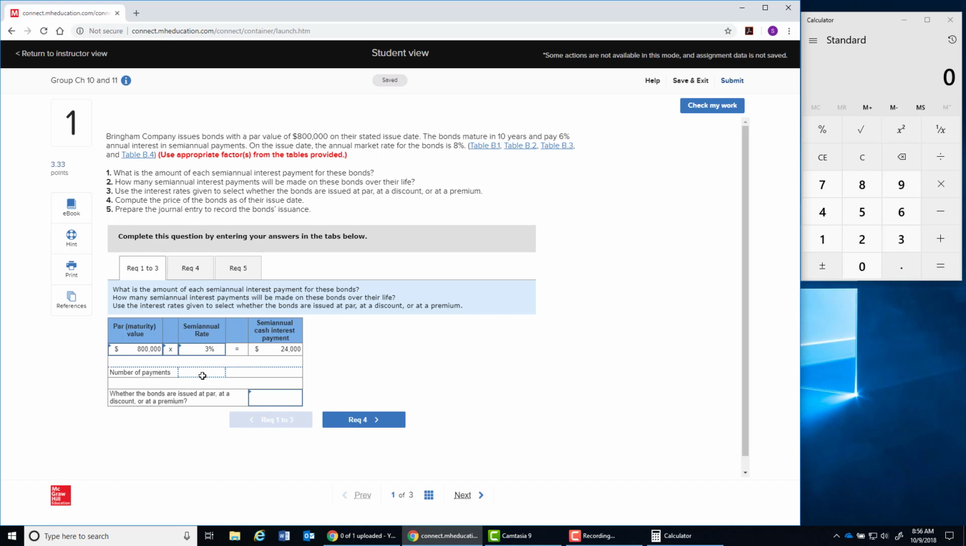Then it asks for the number of payments. Okay, well, how many years is this bond? How many years is this bond going to be? It's 10 years, right? And how many times are we going to pay? We're going to pay semi-annually, right? So 10 years, if I pay twice a year, that's going to be 20 payments. And then the question becomes, are the bonds going to be issued at par, at a discount, or at a premium? If my bond rate is less than the market rate, then we're going to be selling at a discount. Hopefully you're thinking discount.